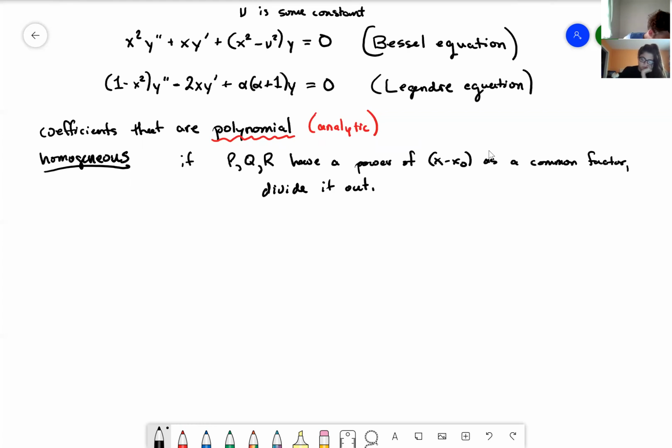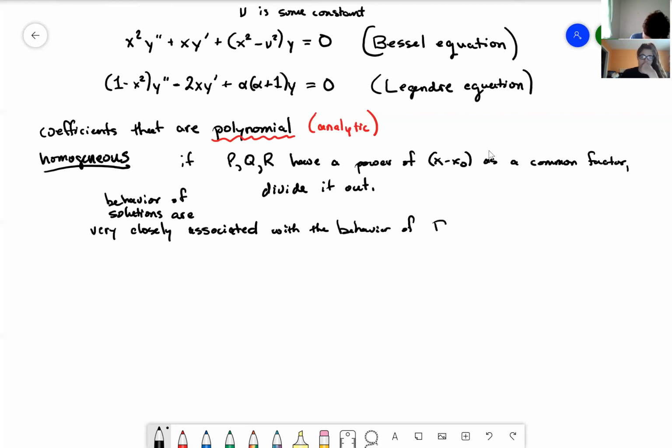And we will see that the solutions of these equations, or I should say the behavior of solutions, is very closely associated with the behavior of P of x near x0.